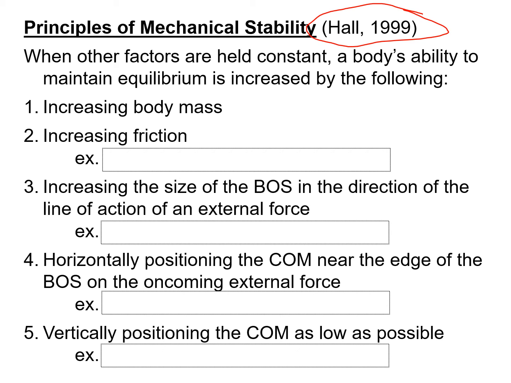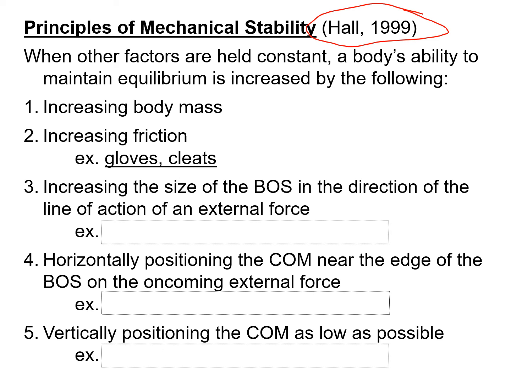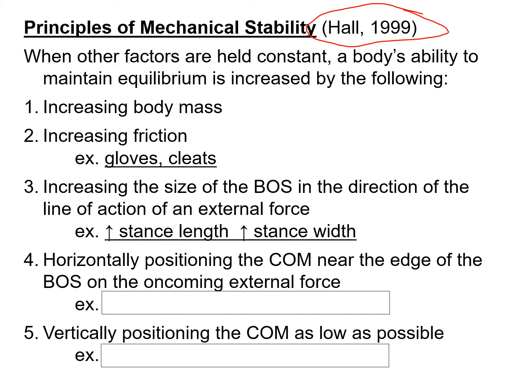But when other factors are held constant, a body's ability to maintain equilibrium is increased by a few of the following. An increase in body mass. It's very tough to do, but you can do that. We can increase friction with either gloves or cleats. We can increase the size of the base of support in the direction of the line of action of an external force. So we may increase our stance length or stance width. Think about this as if you've ever been out on a very windy day. You may develop a wider stance because the wind may be blowing you in one direction or the other.